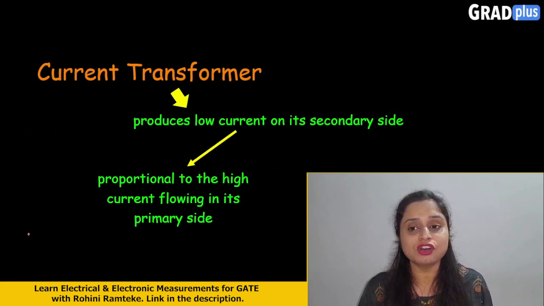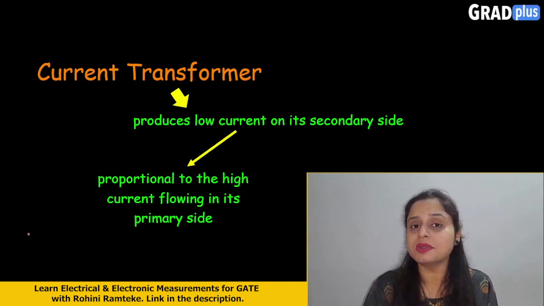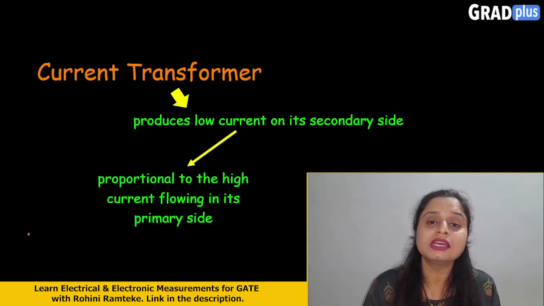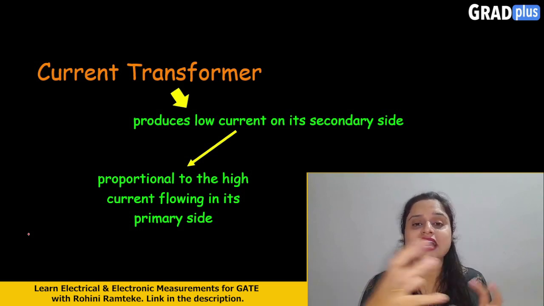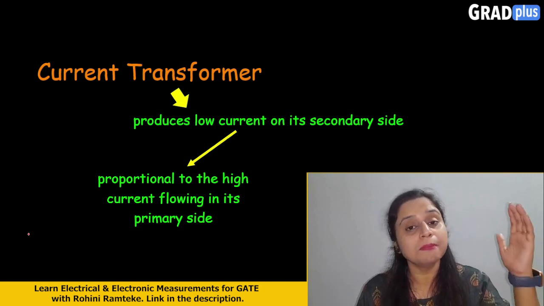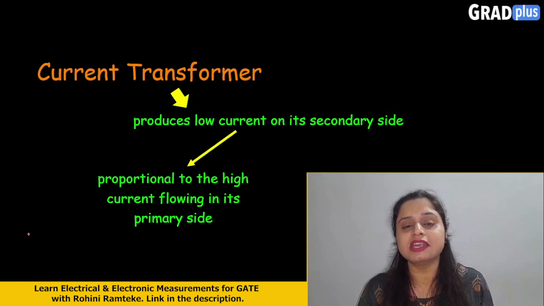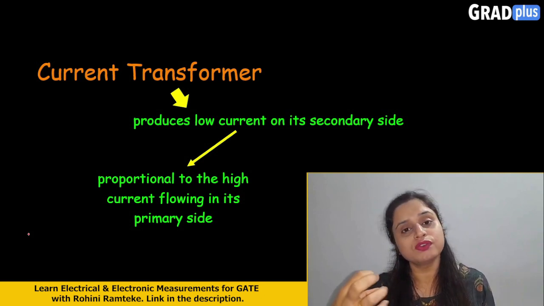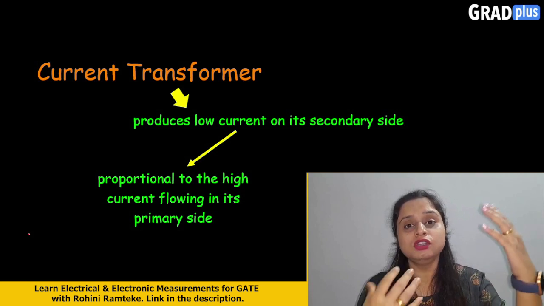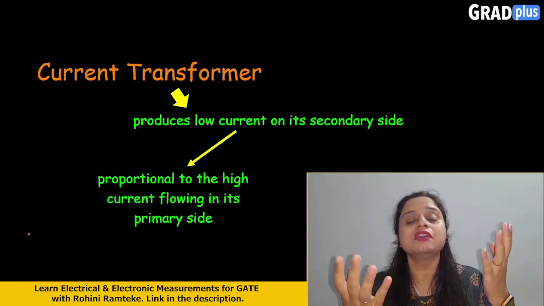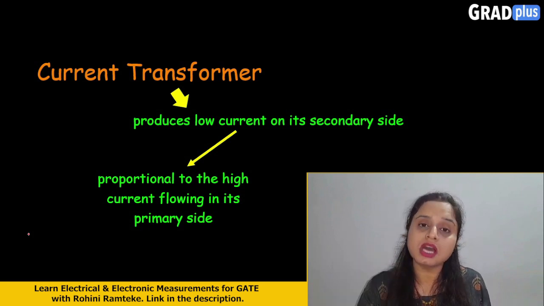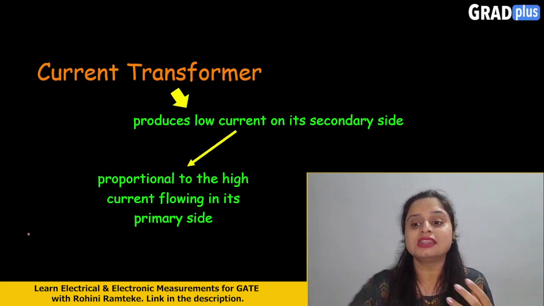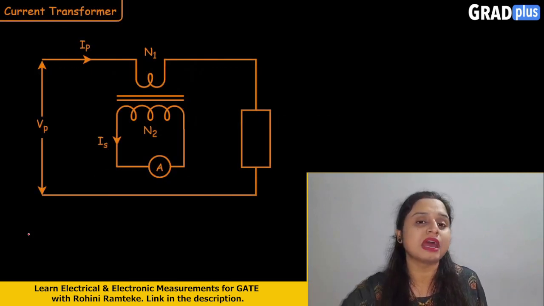What does this current transformer do? On its secondary side, it will produce a low amount of current. That means on the secondary side, the ammeter is connected, and the primary side is directly connected to the main supply or the main line. On the secondary side, the ammeter is connected, which is of very low range, and due to the current transformer, the amount of current gets lowered on its secondary side. So whatever current flows on the secondary side is directly proportional to your primary side current.